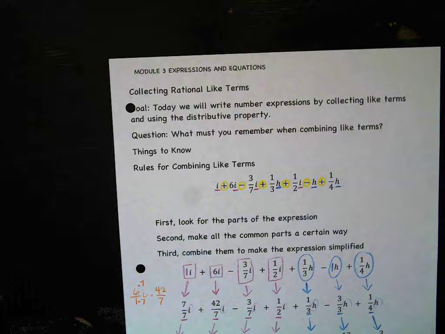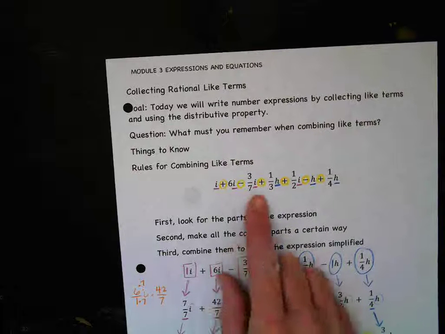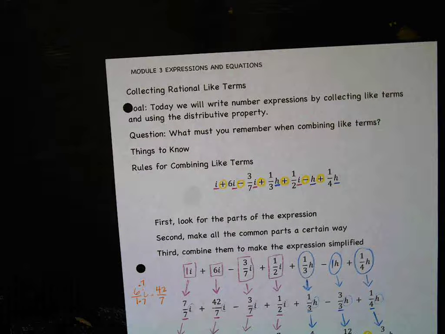Okay? So going back to our goal for today, we will write number expressions by collecting like terms and using the distributive property. Remember what you must, or what must you remember when you're combining like terms? The most important thing to remember when you are combining like terms is that they have to have something in common in order to combine them. Okay, they have to have something in common in order to combine them.